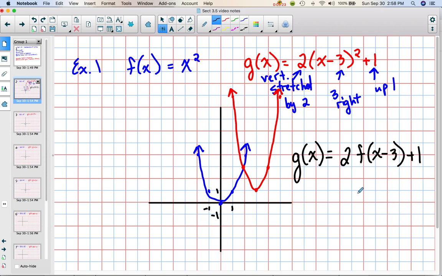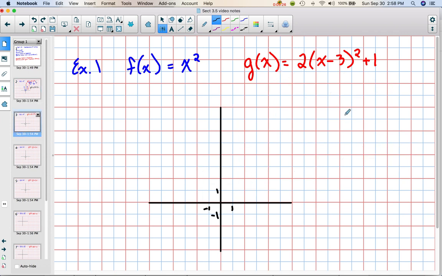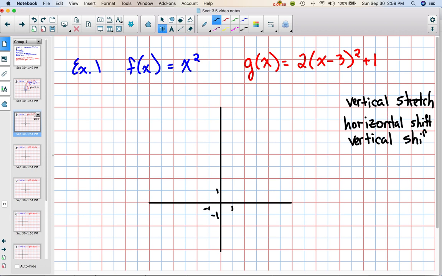So I do want to show you a different way to do the same problem. There is an order that you want to do these transformations in, and we have 3 things here. So I'm going to start with the vertical stretch. And then we're going to do the horizontal and the vertical shift. And it really doesn't matter whether you do the horizontal shift or the vertical shift, which order of those.